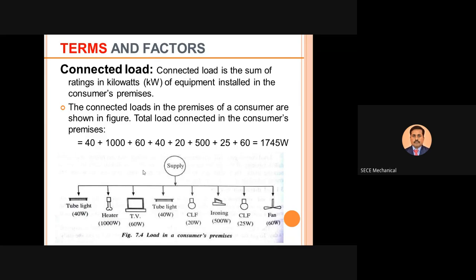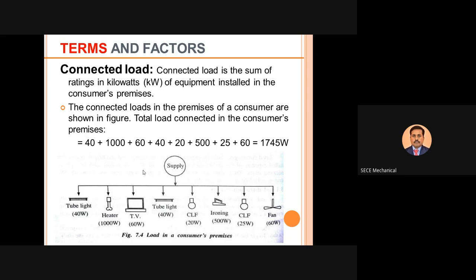So these are the different equipment available in your home. If you want to calculate the connected load, for each equipment you calculate the maximum load that can be utilized. Likewise tube light 40, heater 1000, and you have to add all the loads. So 40 plus 1000 plus 60 plus 40 plus 20 plus 500 plus 25 plus 60. If you add all those, that total sum of the load is called the connected load.